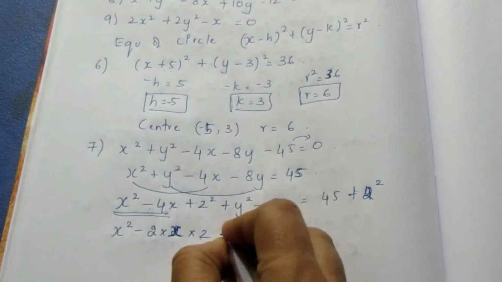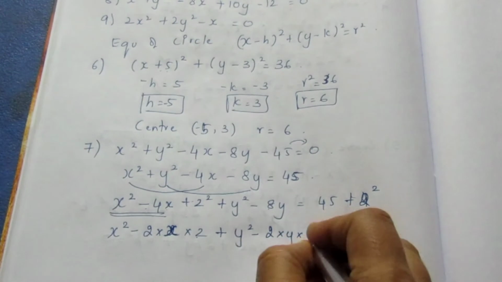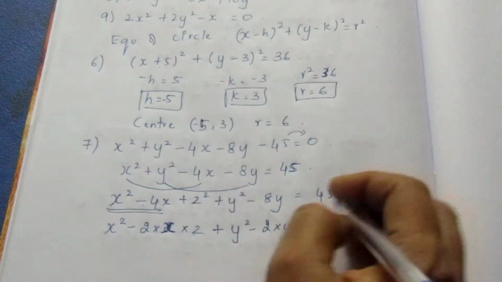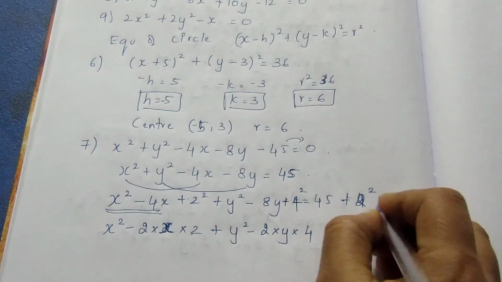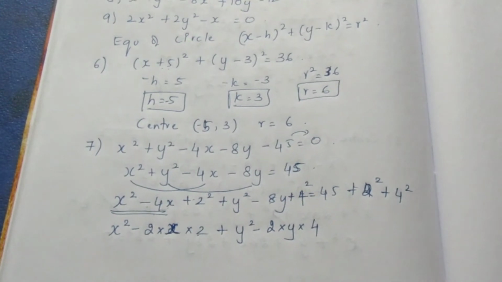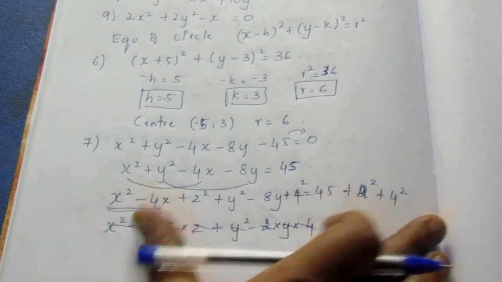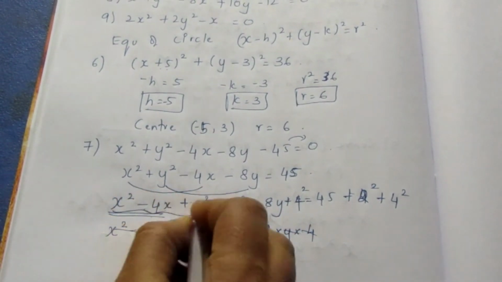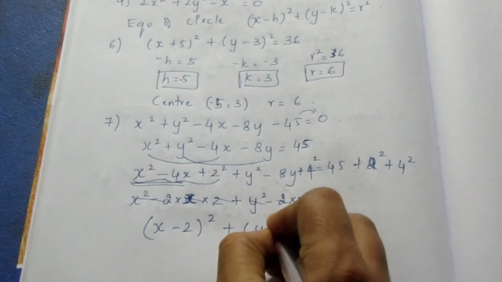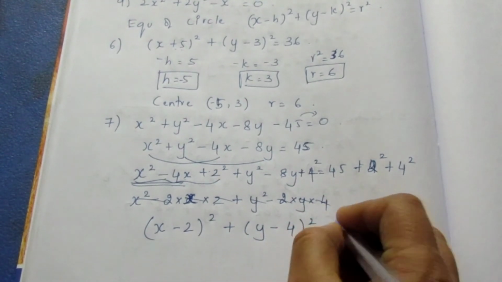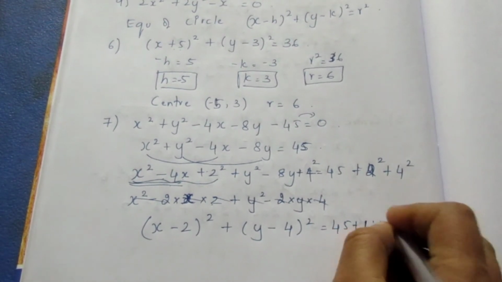The same way here, y square minus 2ab. So to get 8 we need to multiply by 4. So 4 will be your b, so plus 4 square. Same way, if you add something here, add it also here. This is for you to understand. I have written this, this will be your sum. Now we can write this as x minus 2 the whole square plus y minus 4 the whole square equal to, here it becomes 45 plus 2 squares are 4 plus 16.